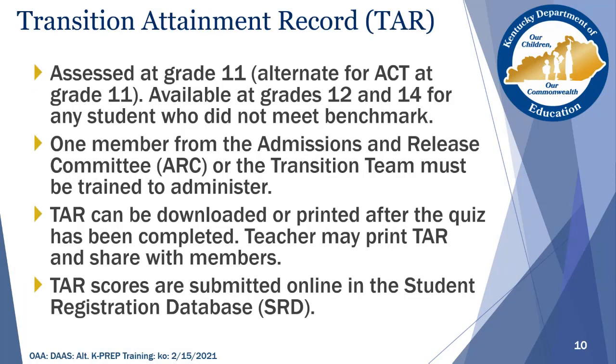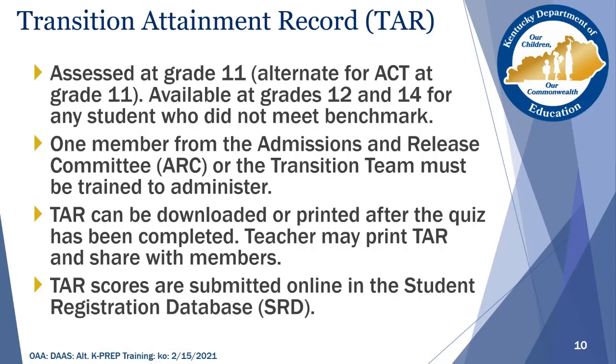So the Transition Attainment Record, the TAR, is administered at grade 11. It is designed to meet the assessment requirements for the ACT that is provided at grade 11. The TAR training opened on October 5th, and it will remain open until May the 28th. Only one member from the Admissions Release Committee, the ARC, or transition team is required to complete the training. Once the quiz has been completed, the TAR is available for print or download and completed by the team.